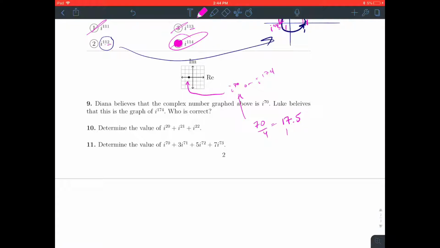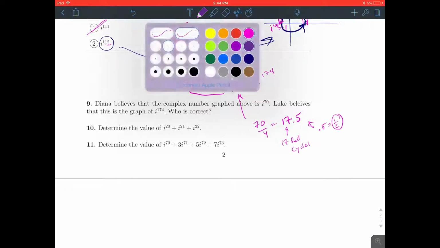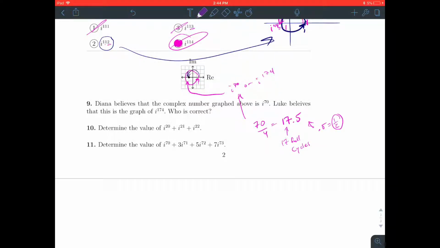So 70 divided by 4 is 17.5. It looks like we're going 17 full cycles, and because 0.5 is a half, 17 full cycles plus an extra half cycle. 17 full cycles would bring us here, but then we have an extra half cycle, which is a half turn, 180 degrees, which puts us there. So that's good. Diana's right.